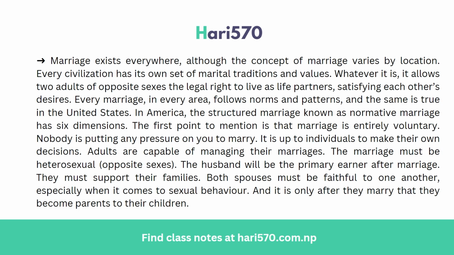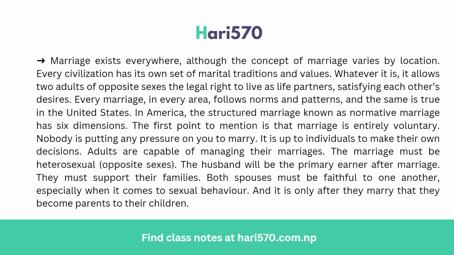Marriage exists everywhere. Although the concept of marriage varies by location, every civilization has its own set of marital traditions and values. Whatever it is, it allows two adults of opposite sexes the legal right to live as life partners, satisfying each other's desires. Every marriage in every area follows norms and patterns, and the same is true in the United States. In America, the structured marriage known as normative marriage has 6 dimensions.